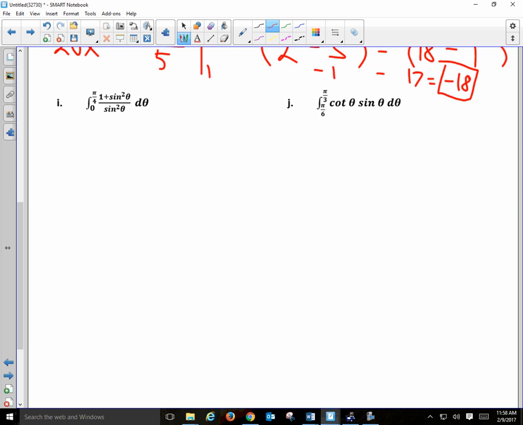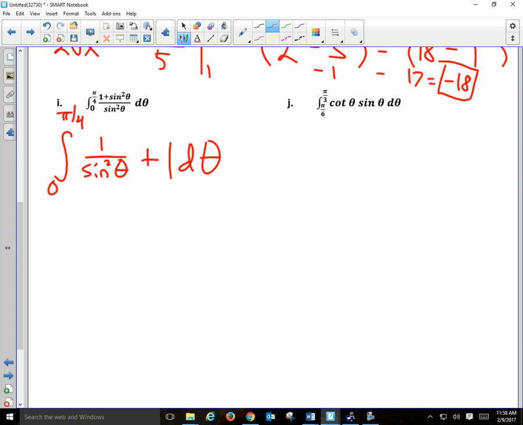For letter I, is there something you could substitute for 1 plus sine squared? No, 1 minus sine squared, but not 1 plus. So we're going to be left to dividing the denominator through and hopefully come up with something we can work with. 0 to pi over 4 of 1 over sine squared of theta plus 1. If I divide each term by sine squared, that's what I get.